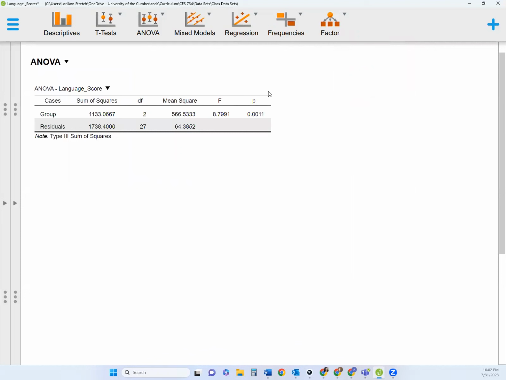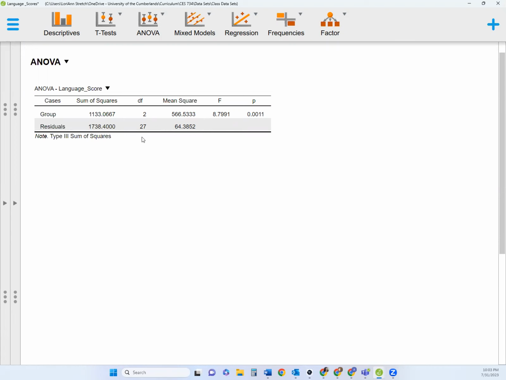Take a look at this. We have a significant source table, a significant finding with the F score of 8.7991. That doesn't surprise us because we already know based on our manual work. So whenever you're asked to do manual work and JASP work, you can compare and see, are they right? Am I right in my manual work especially?